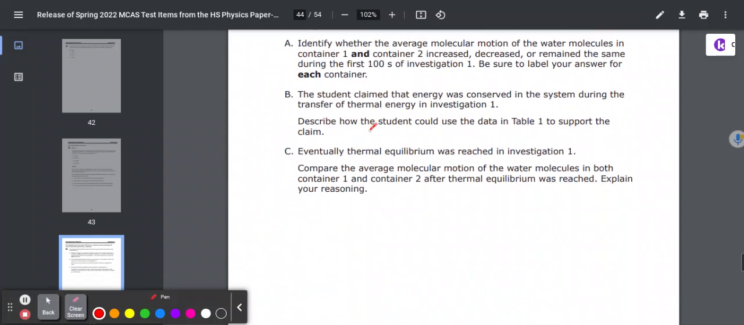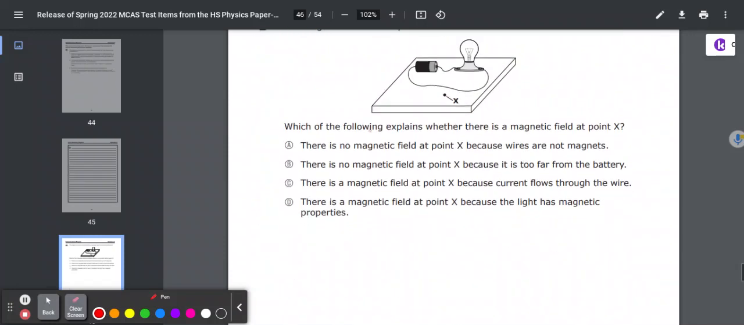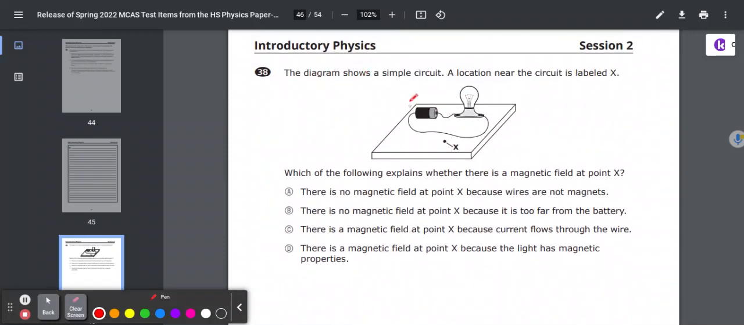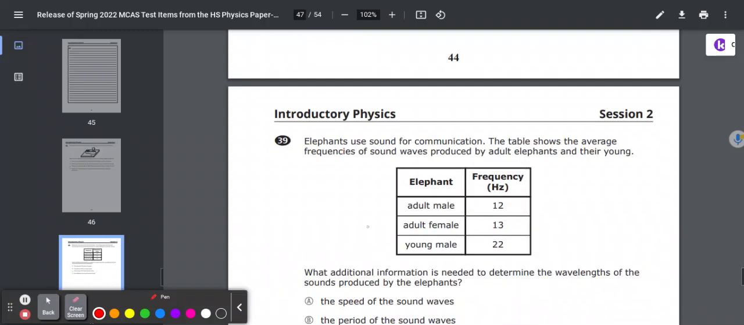37 is open response. I'm going to cover that later. 38. The diagram shows a simple circuit. A location near the circuit is labeled X. Which of the following explains whether there is a magnetic field or not? Since there's a resistor and a battery, there's an electrical current going on. By definition, when there's electrical current, there's also some kind of magnetic field created, in the compass near the point X or wherever it is. So there should be a magnetic field because the current flows through the wire. Answer choice C is the best answer.